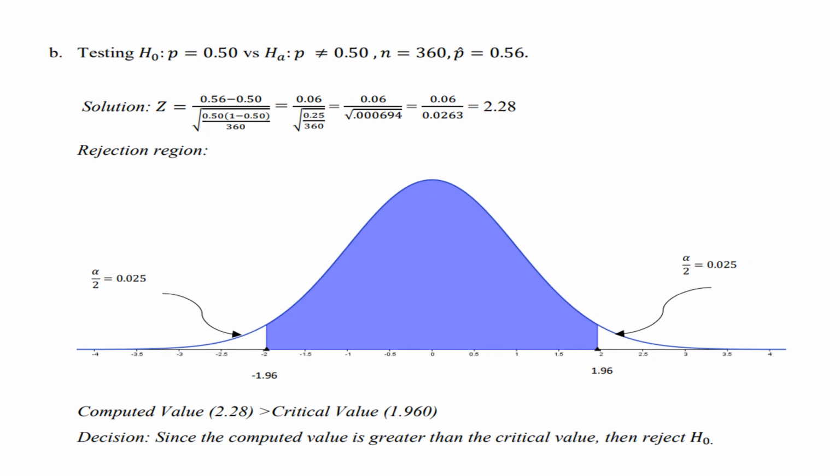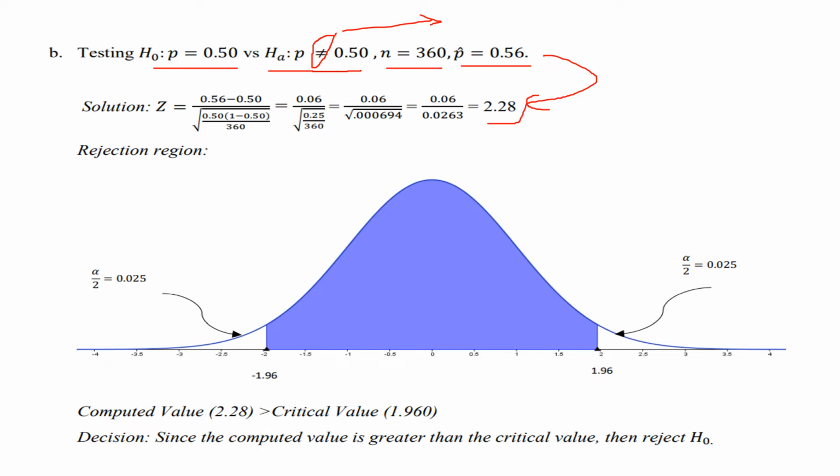So for this letter B, there is a given H0, which is P is equal to 0.5, and your HA is P is not equal to 0.5. So there is a not equal sign here, meaning to say that your test statistic is a two-tailed test. So both your left and right side of your normal curve will be subjected. Then N is 360, so that's a very large sample, I mean. Then your p hat is equal to 0.56. So we just simply compute for the value of your Z.